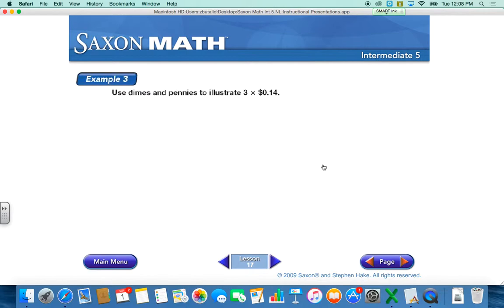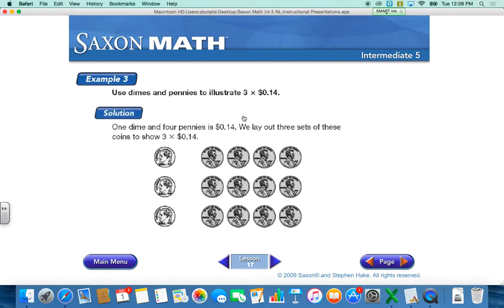All right, next in example 3, we're going to use dimes and pennies to illustrate 3 times 14 cents. So if you look here, we have 14 cents, which is 1 dime and 4 pennies. And what they did is they laid it out 3 times, and we find that we have 3 dimes, and then we also have 12 pennies.